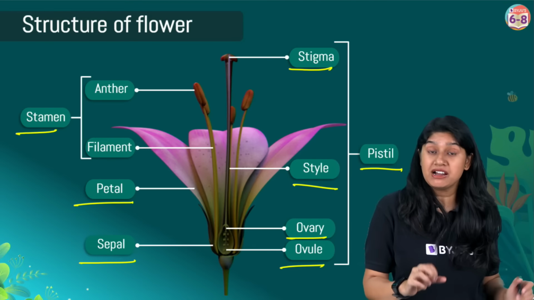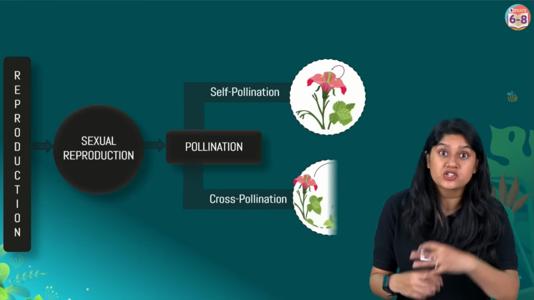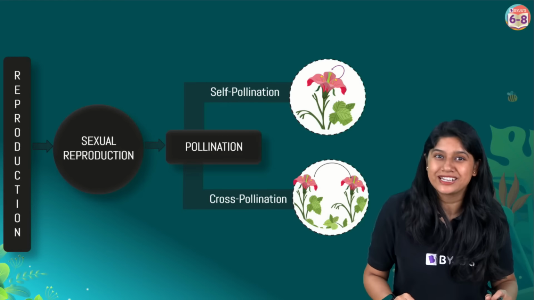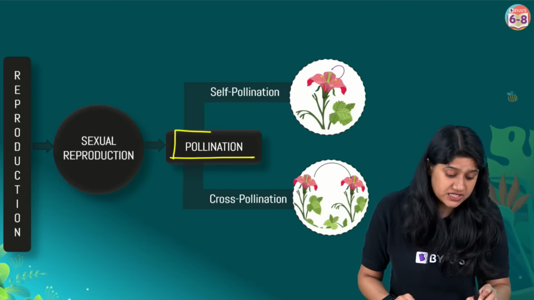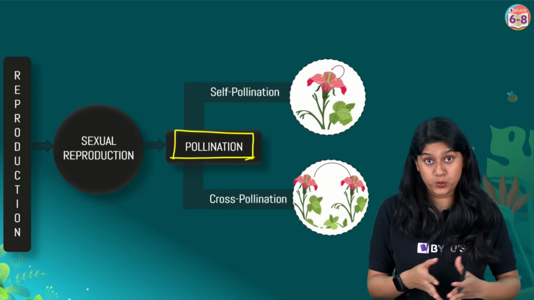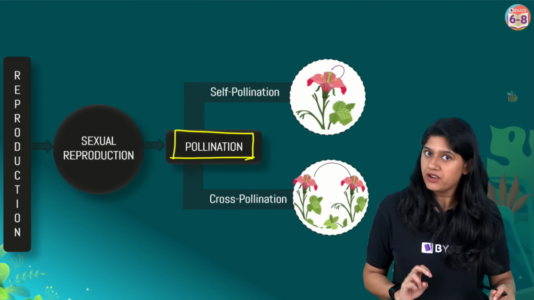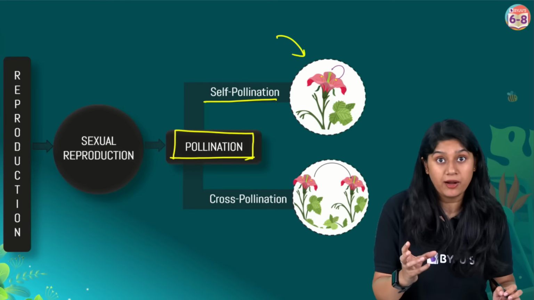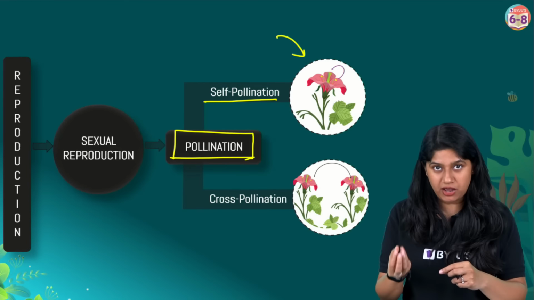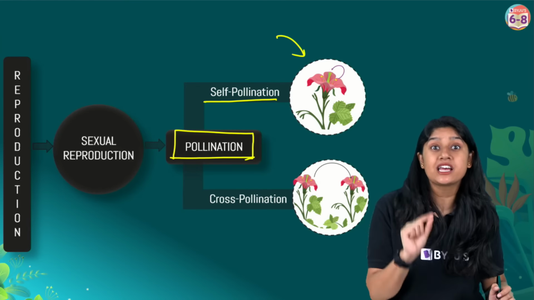Now that we are clear about the structure of a flower, I'm sure we'll be able to understand a very, very important term that helps in the transfer of the gametes, and that is pollination. Pollination is a very important process by which we see the transfer of pollen grains from one flower to another flower. Here we have 2 important cases. If the pollination occurs only on the same flower, with pollen grains from the anther coming to the stigma of the same flower, we call it self-pollination.